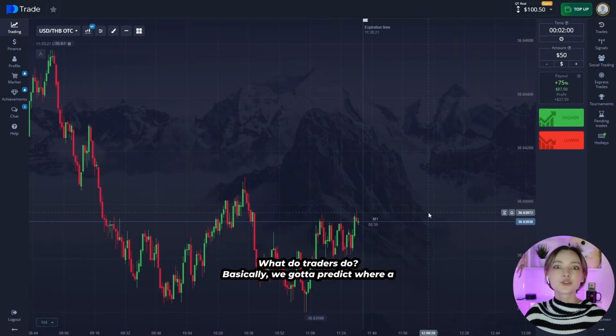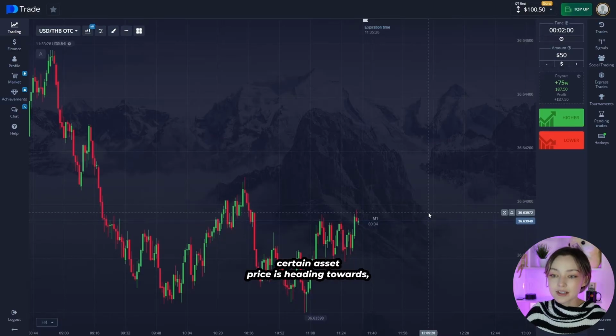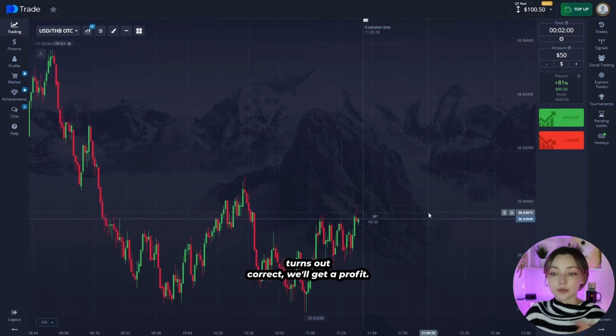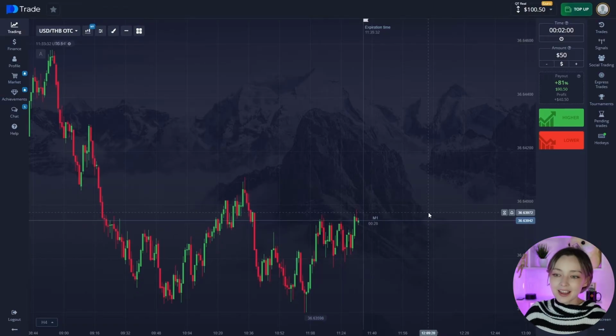So, what do traders do? Basically, we have to predict where a certain asset's price is heading, up or down. If our prediction turns out correct, we'll get a profit.